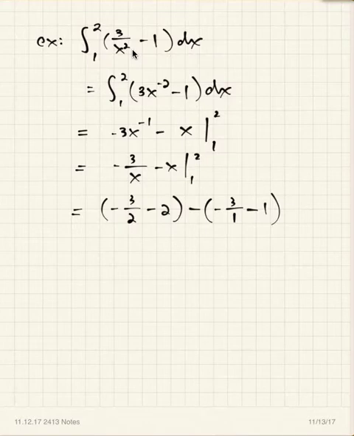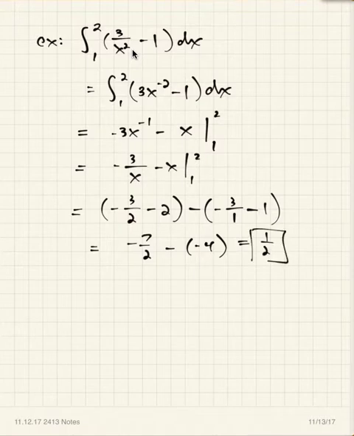So negative 3 over 2 minus 4 over 2 would be negative 7 over 2, and then minus negative 4. So that'd be negative 7 halves plus 4, which is 1 half. And so you end up with 1/2 as the value for this particular integral.